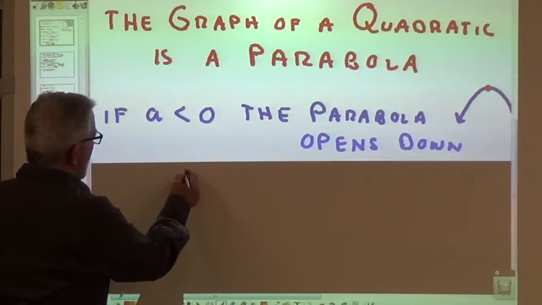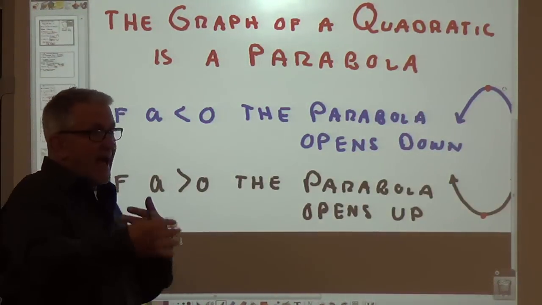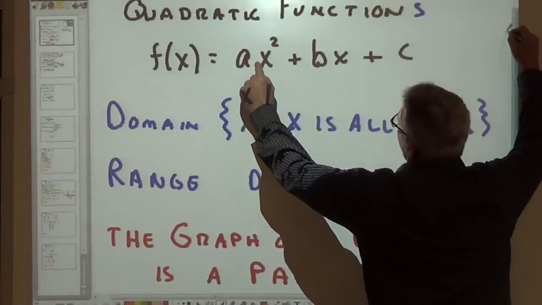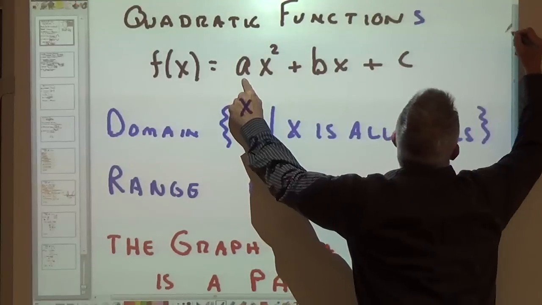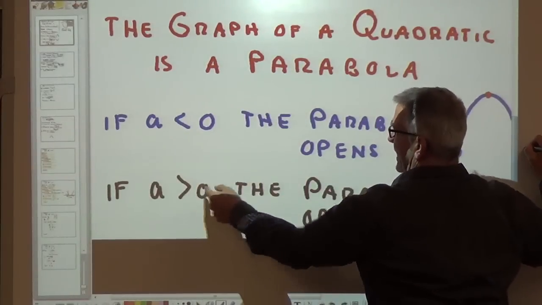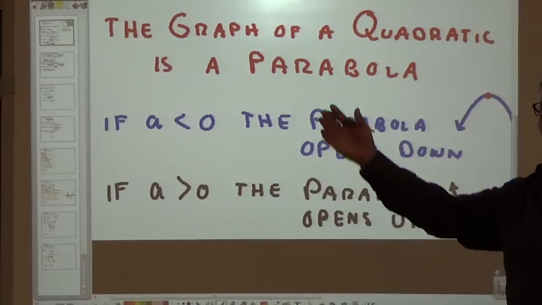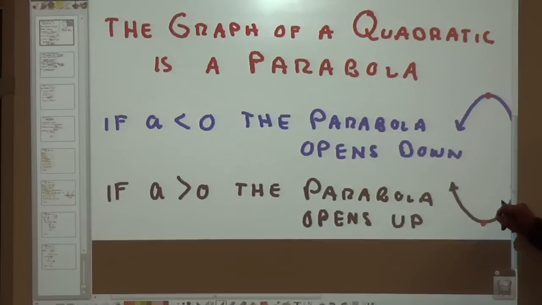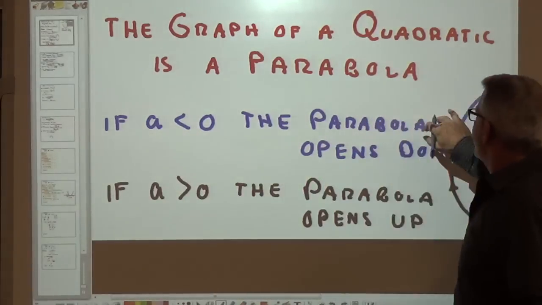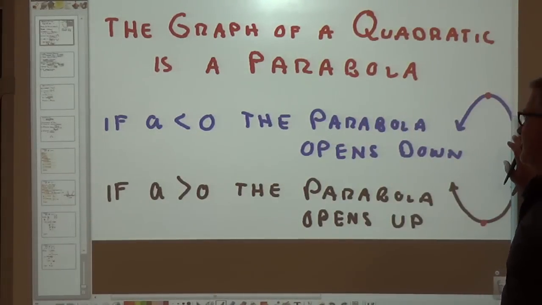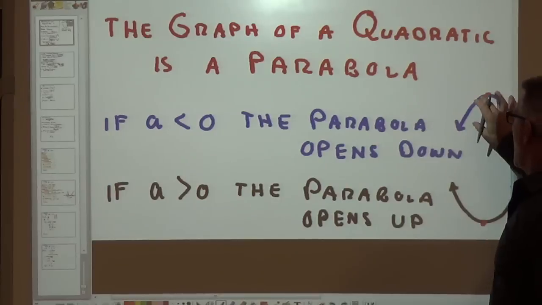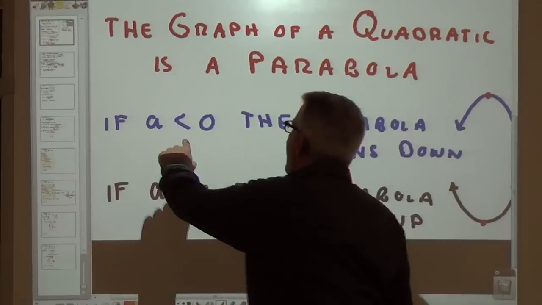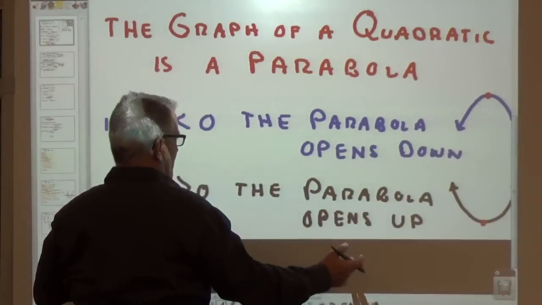If a is greater than 0, if this a right here, which is not 0, is greater than 0, then the parabola is going to open up. It's going to be concave up. If a is less than 0, the graph is going to be concave down. Open down, open up. Concave down, concave up. A is less than 0, bam. A is greater than 0, bam.